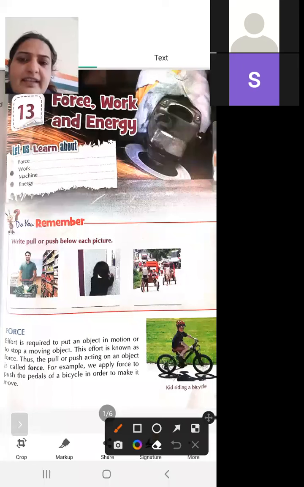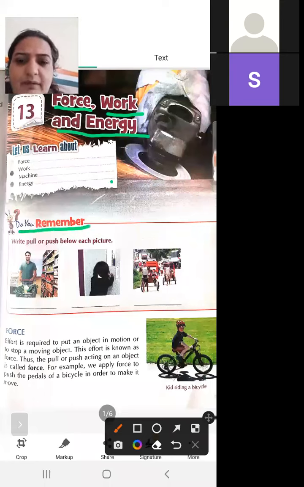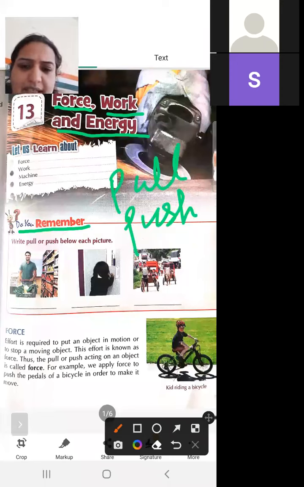We will study chapter number 13, force, work, and energy. In this topic, we will study what we mean by force and what the effects of force are. First, do you remember? You have to write pull or push below each picture.